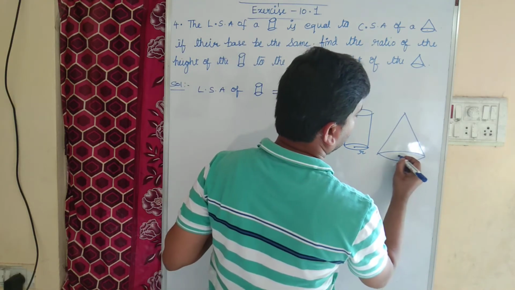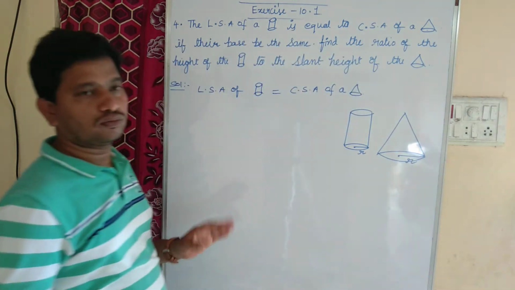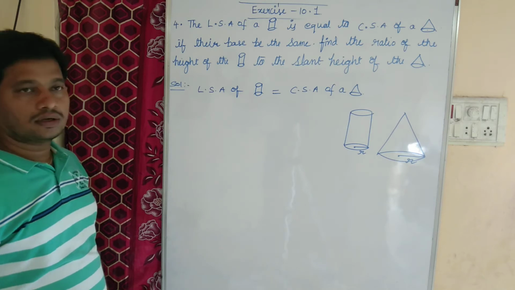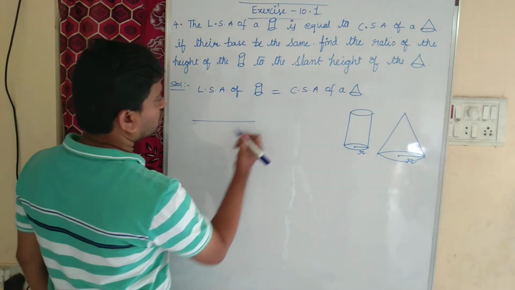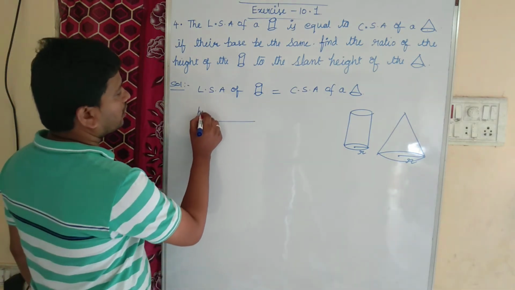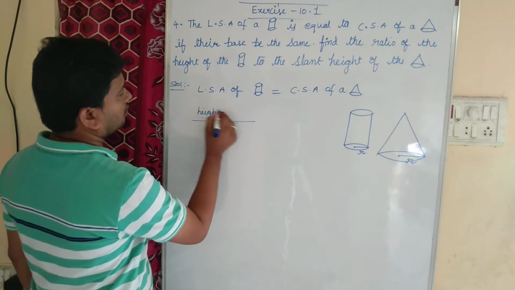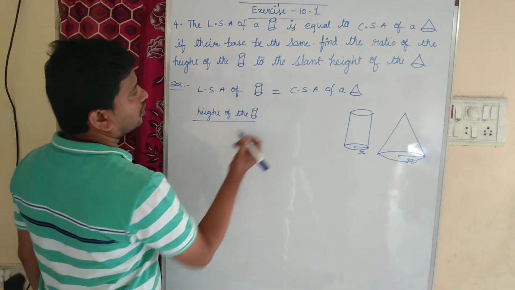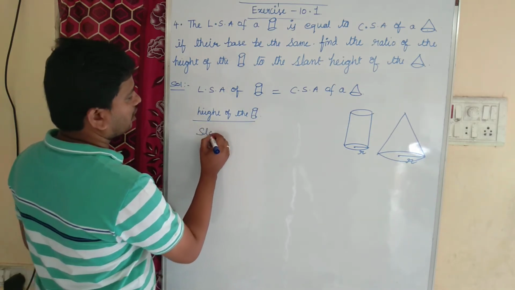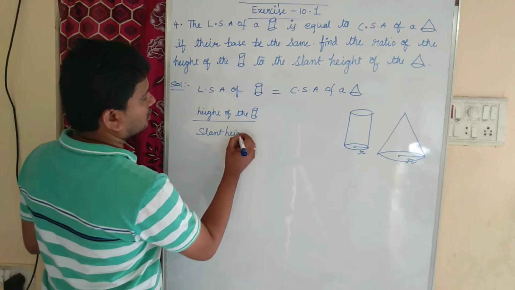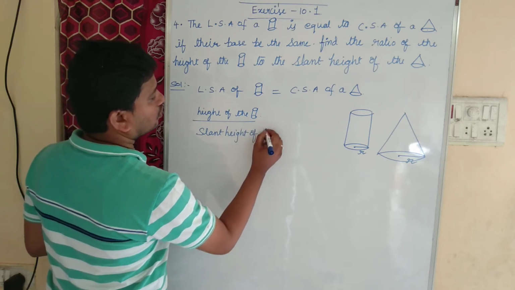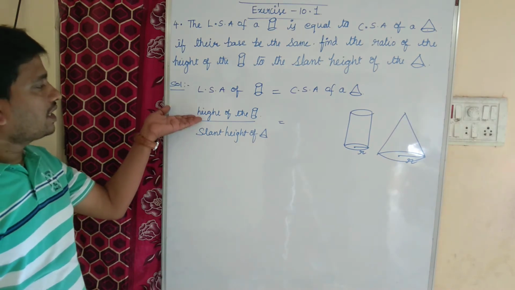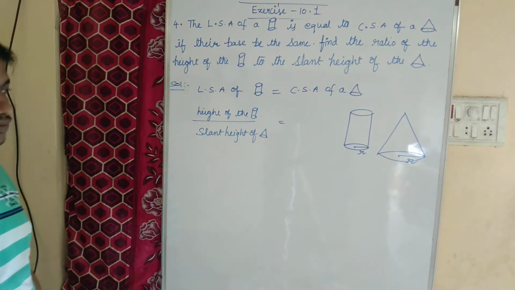This is our cone, whose base radius is r. They both are the same. Now they are asking to find the ratio of the height of the cylinder to the slant height of the cone, right? That is our question: the ratio of the height of the cylinder to the slant height of the cone.